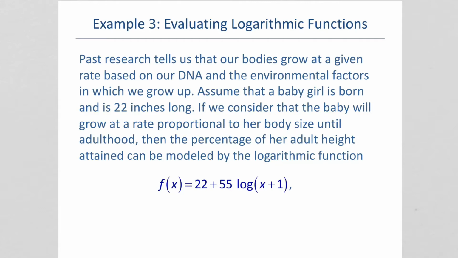Past research tells us that our bodies grow at a given rate based on our DNA and the environmental factors in which we grow up. Assume that a baby girl is born and is 22 inches long. If we consider that the baby will grow at a rate proportional to her body size until adulthood, then the percentage of her adult height attained can be modeled by this function. f of x equals 22 plus 55 times the log of x plus 1, where f of x is the percent and x is her age.